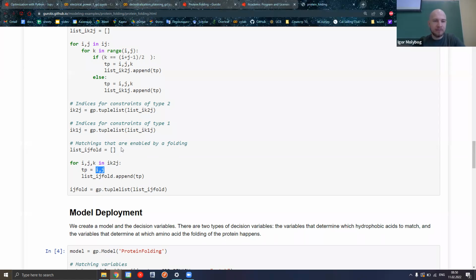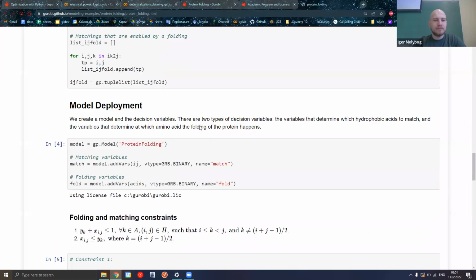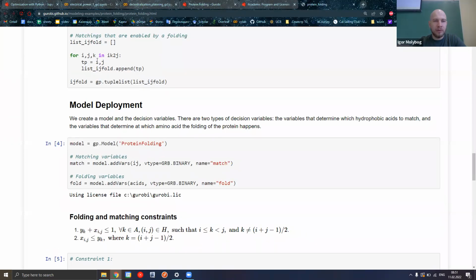So these are the matches that are possible to make by folding, essentially, because there are matchings that are impossible. So we put down all of the list of pairs I and j for which matching by folding is possible. This is also going to be the GurobiPy tuple list.